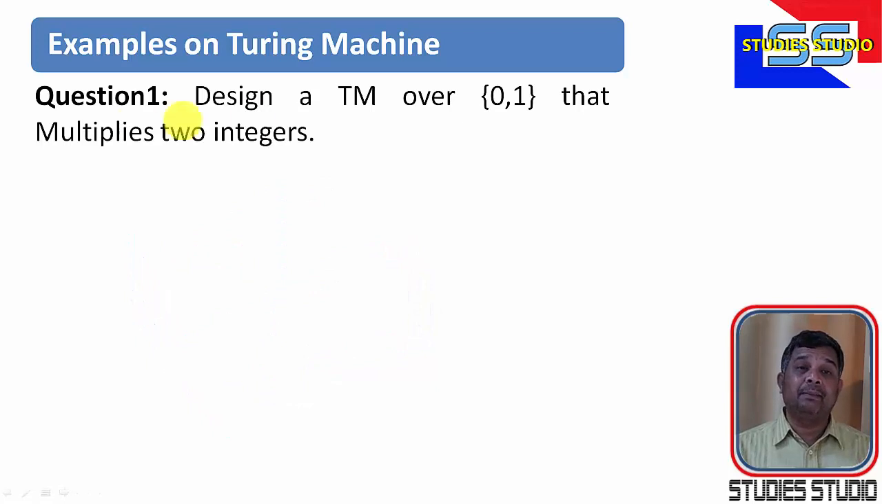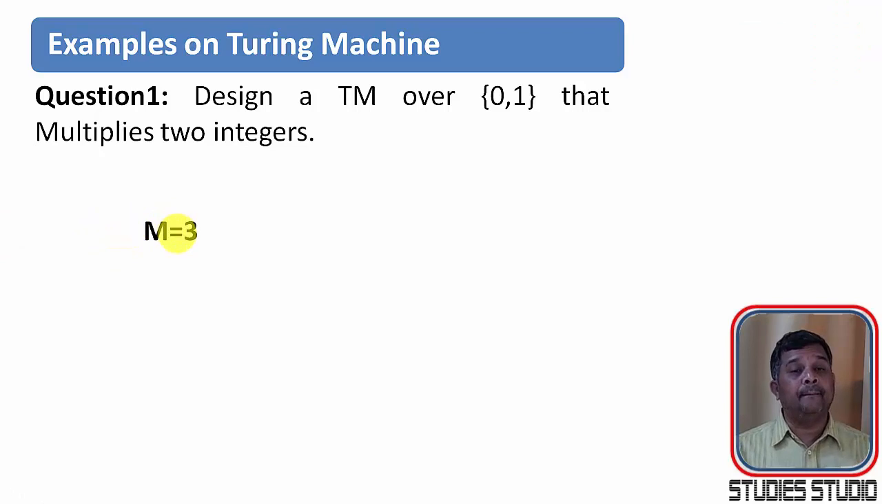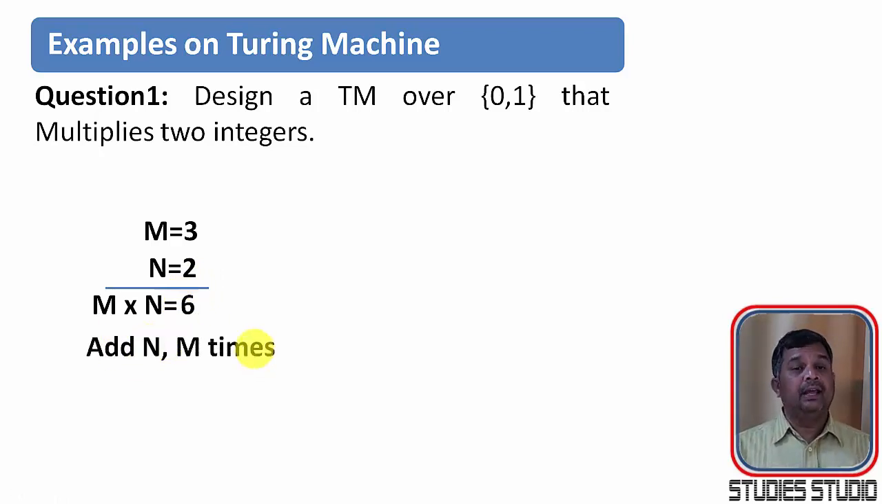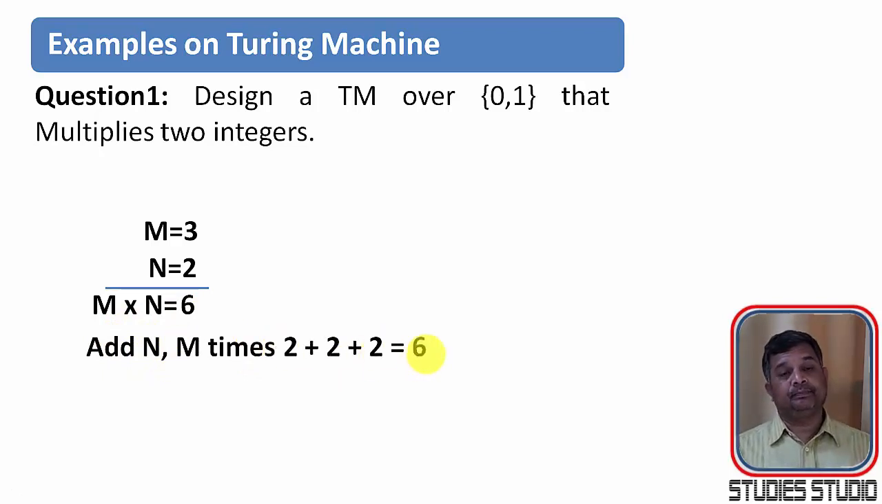Now today's first example is, we are going to design a Turing machine over input symbols 0 and 1 so that it will multiply two numbers. Now how do we generally multiply? Let us say m equal to 3 and n equal to 2. When we multiply, we get 6. The other way of doing it is, we want to add m times. It means 2 plus 2 plus 2, I'll get 6.